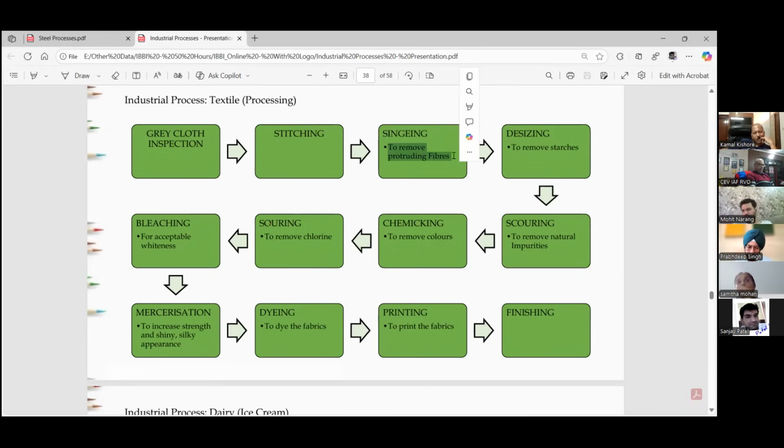Okay, then it goes to the desizing, or say we are removing the inherent chemical properties in the cotton. कॉटन के अंदर में जो भी केमिकल प्रॉपर्टी होगी which is not desired, उसे रिमूव करते हैं. So in the desizing process we are removing the starch from the fabric. Then scouring, we are removing other natural impurities.